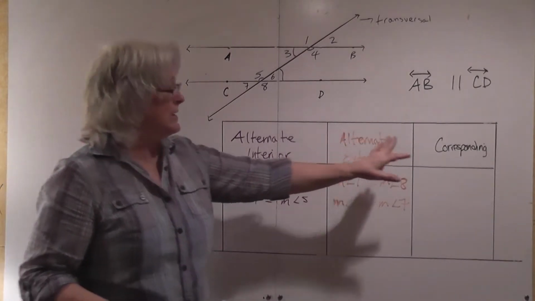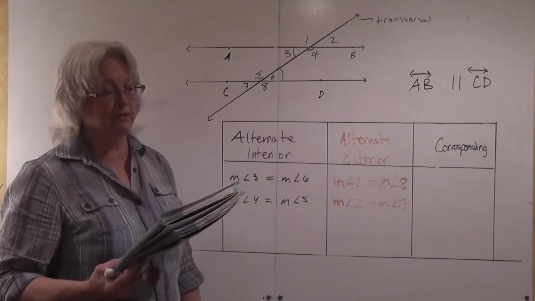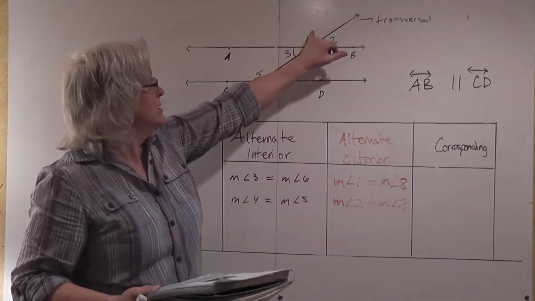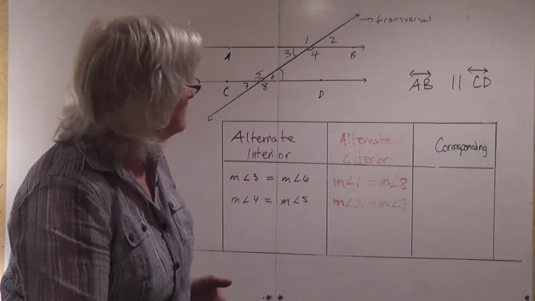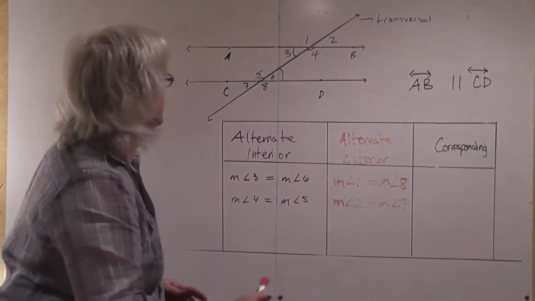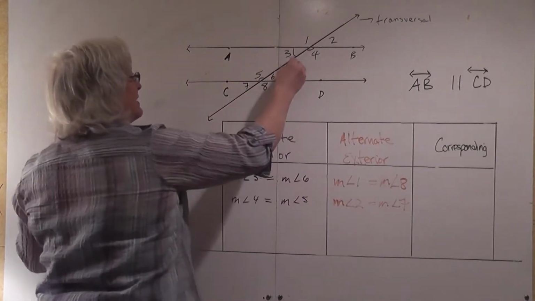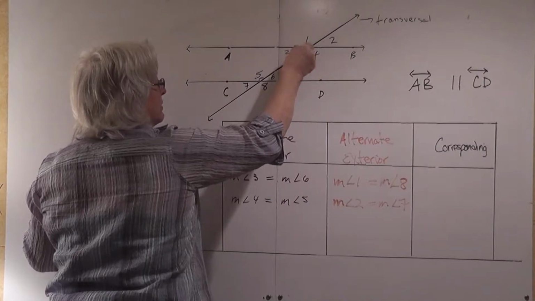And then finally we have corresponding angles. And let me go ahead and read the definition of corresponding angles. Corresponding angles, angle 1 and angle 5. You have pairs of corresponding angles. You have two lines that are parallel to one another.